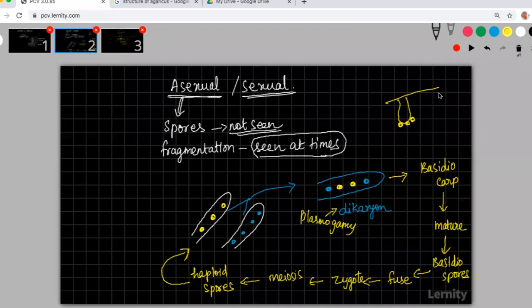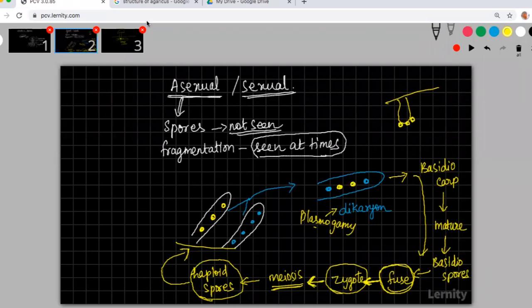In the basidiospores, fusion is happening, and the zygote is formed. Till this point, it exists only as dikaryon, and after that it is fusing. The zygote is formed. Then it is undergoing meiosis. Once this meiosis happens, you get haploid spores. When the haploid spores germinate, they will fall into the soil again.